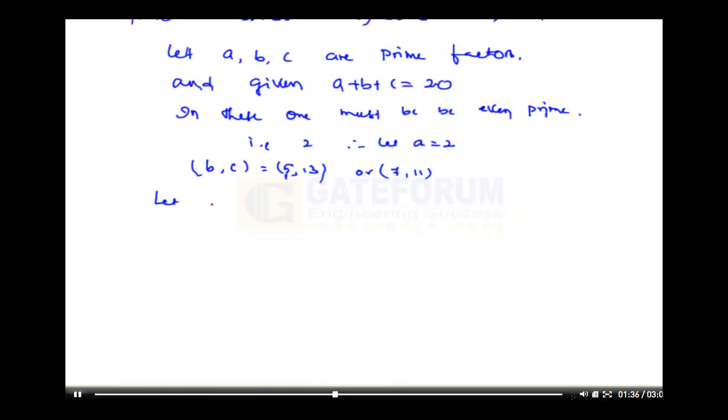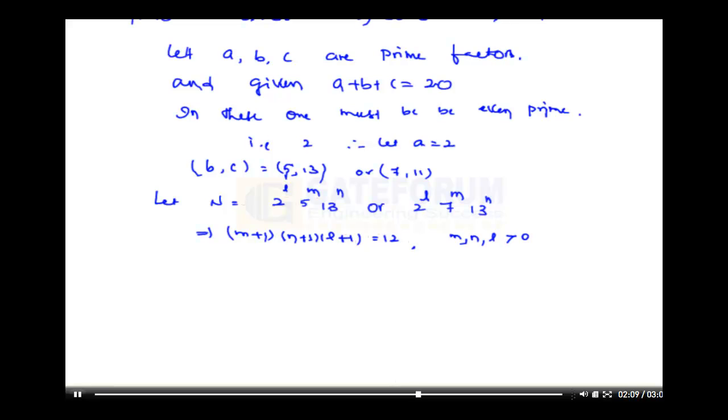Let n be equal to 2 to the power of L, 5 to the power of M and 13 to the power of N, or 2 to the power of L, 7 to the power of M and 11 to the power of N. Now we require the number of positive divisors. The formula for the number of positive divisors is (M plus 1)(N plus 1)(L plus 1). It is already given as 12. Here M, N and L should always be greater than 0.